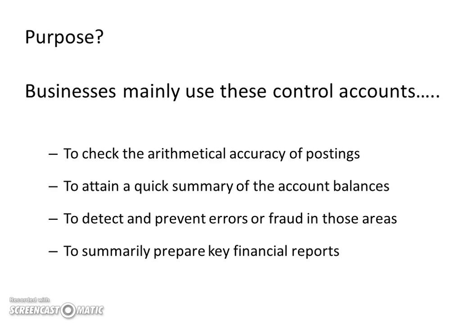Now businesses mainly use control accounts for a lot of different reasons, but these are the 4 key ones that we use. One is to check the arithmetical accuracy of the postings. So remember, double entry says for every debit you must have a corresponding credit. So you want the sum of all your debits to be equal to the sum of all your credits. So you're going to test to ensure that all the numbers are mathematically posted for arithmetic accuracy.